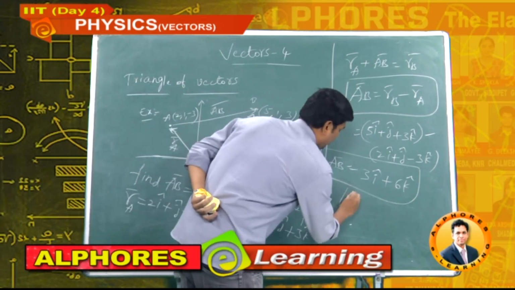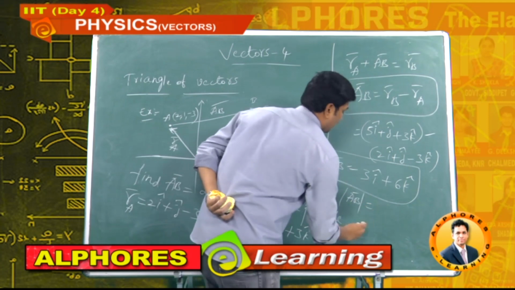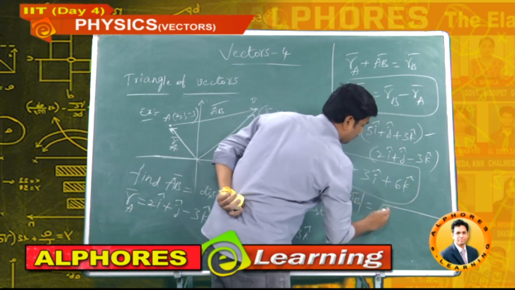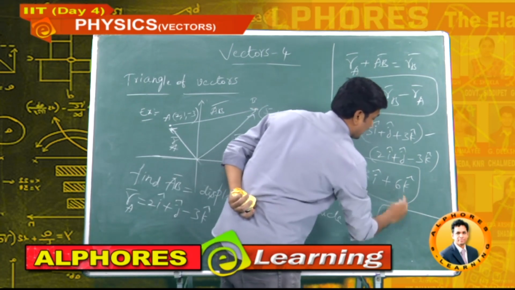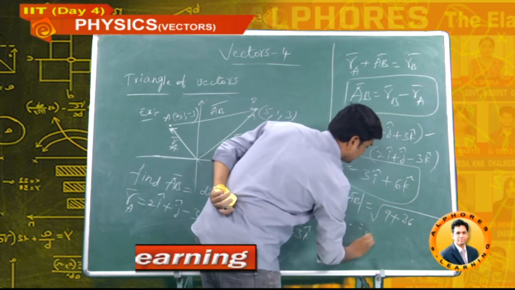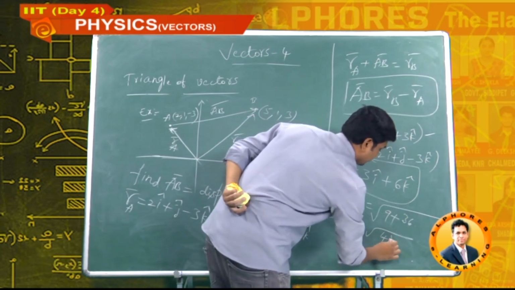What is the magnitude of displacement? Under root of the i cap coefficient whole square plus the k cap coefficient whole square. What is that? Under root of 45.